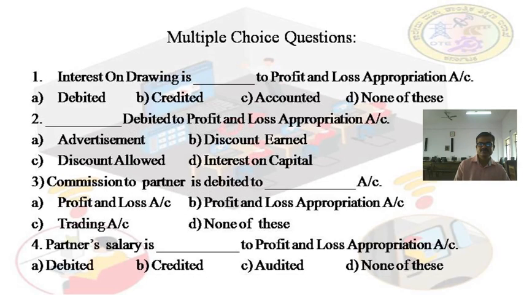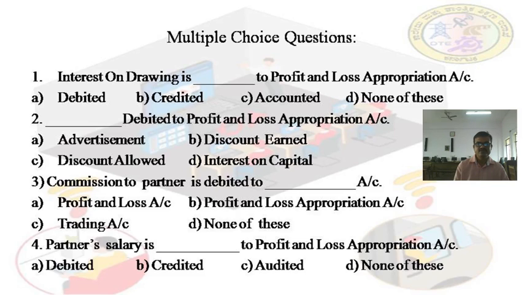Let us discuss some multiple choice questions. Interest on drawings is dash to profit and loss appropriation account. The answer is credited. Interest on drawings is credited to the profit and loss appropriation account. Answer is B. Second one: dash is debited to profit and loss appropriation account. Either advertisement, discount earned, discount allowed, or interest on capital. The second answer is D, interest on capital.